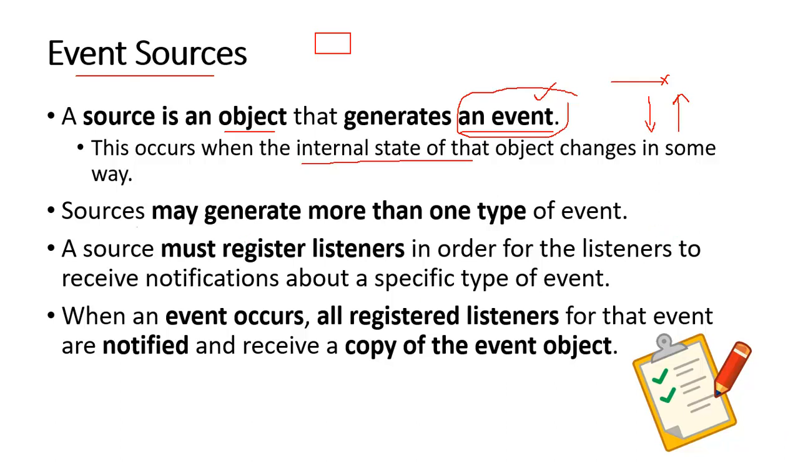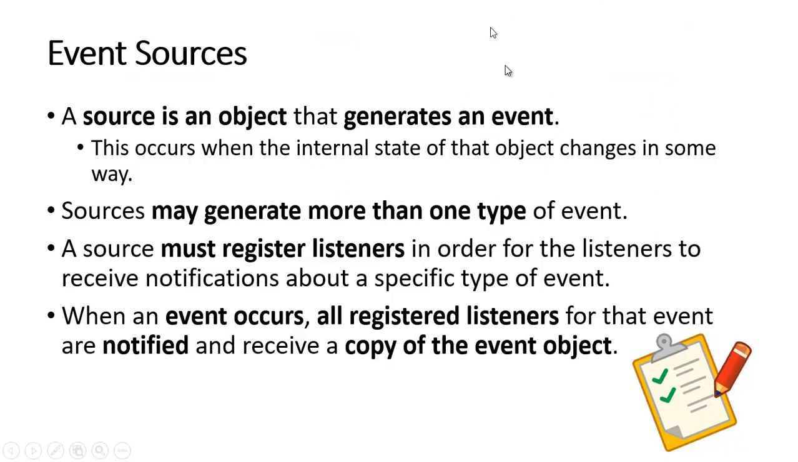The other property of the source is that it must have a method for registering the listener. That is very important. Whenever a listener comes, the source will make a note of all those listeners who are registered with the source for a particular event. And when that event occurs, all those who are registered for that particular event will be notified by sending a copy of the event object.